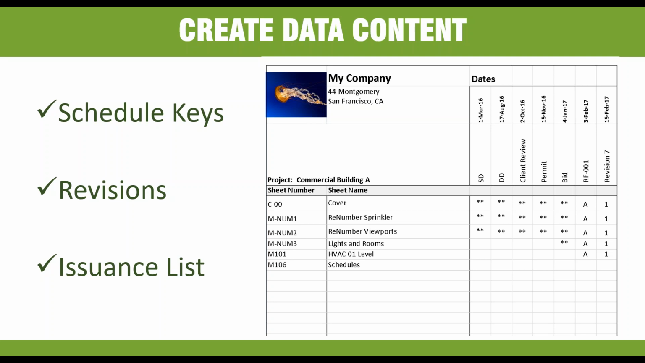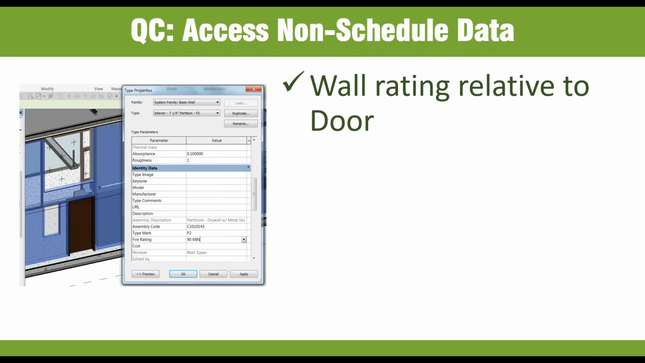So right now, Revit doesn't have the ability to do a revision schedule on a per sheet basis. It can only handle a per project basis. We've handled that workflow with BIMLink. Also, if you have to check your door ratings versus your wall ratings, we have built in quality control links that can help you with that process.